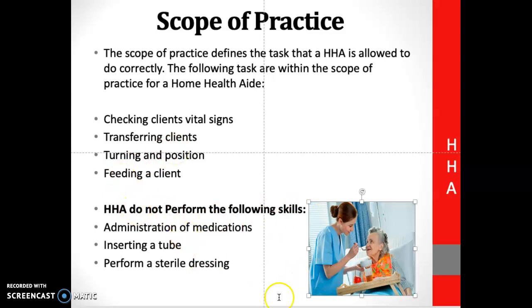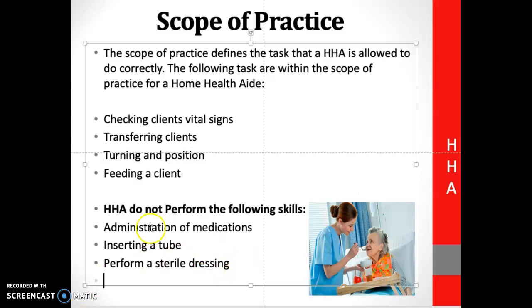HHAs do not perform the following skills: administration of medications, that's not within your scope of practice. Inserting a tube, a gastrostomy tube or an NG tube, that's not within your scope of practice. Or performing a sterile dressing. So these are things that you don't do. That's the function of an RN.